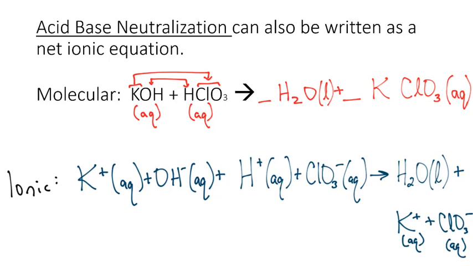All right, is anything going to cancel here? Anything exactly the same on the left and the right? What do you see that looks like it could cancel? Potassium, K plus. That means it's a spectator. What's something else that looks like it would cancel? Chlorate. Chlorate, good job. I don't see anything else that cancels after that. So we're left with our net ionic reaction, which we'll do underneath that.